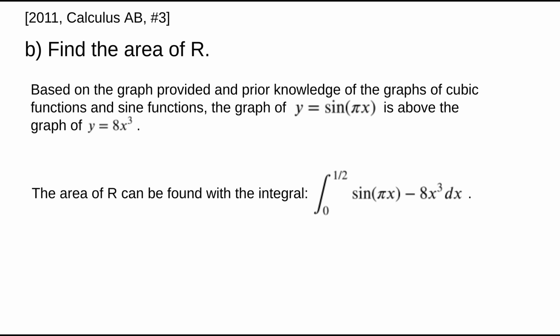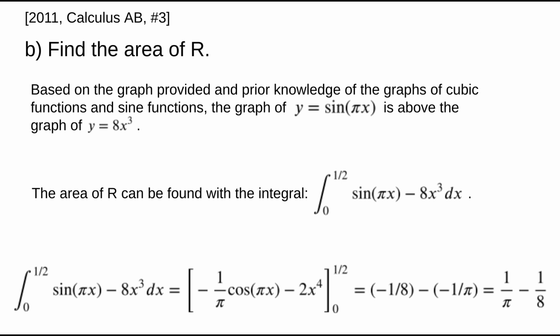This is not a calculator active question, and we are expected to find the area of R, not just write the integral, so we do actually have to determine an antiderivative for this function. All right, well, the antiderivative of sine of pi x is going to be negative cosine pi x times 1 over pi, which is negative 1 over pi cosine pi x, and the antiderivative of 8x cubed would be 2x to the 4th. And now I need to evaluate this antiderivative between 1/2 and 0, and cosine of pi halves is 0, so that's convenient, that just cancels out.